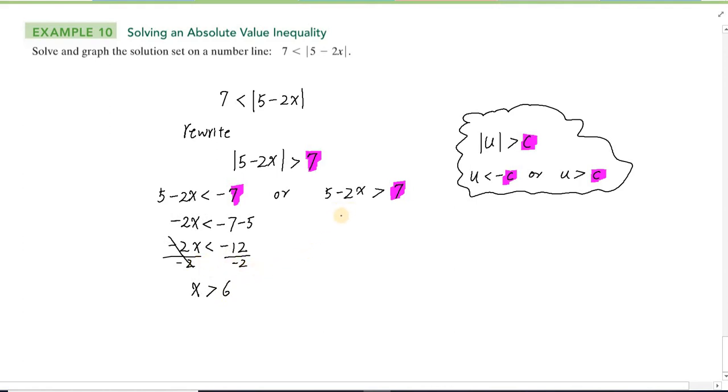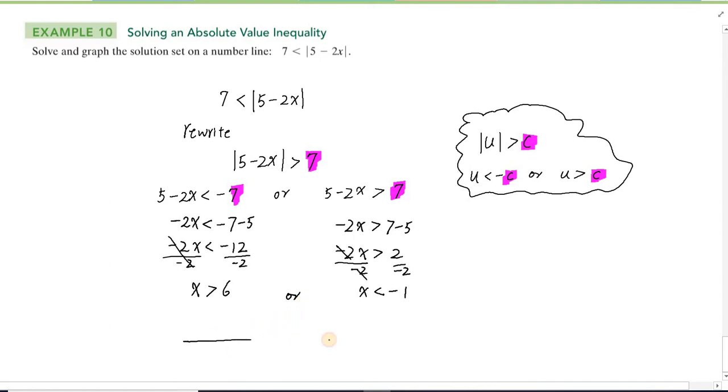Then on the right side, we have this other inequality. We're going to have negative 2x greater than, subtract 5, that will be 7 minus 5. So we're going to have negative 2x greater than 2. Divide by negative 2 on both sides. Again, we have the switch of sign. That will be x less than negative 1. Okay, so here is our solution.